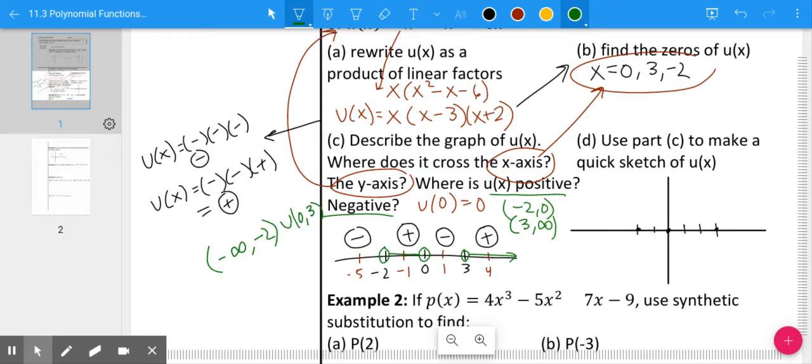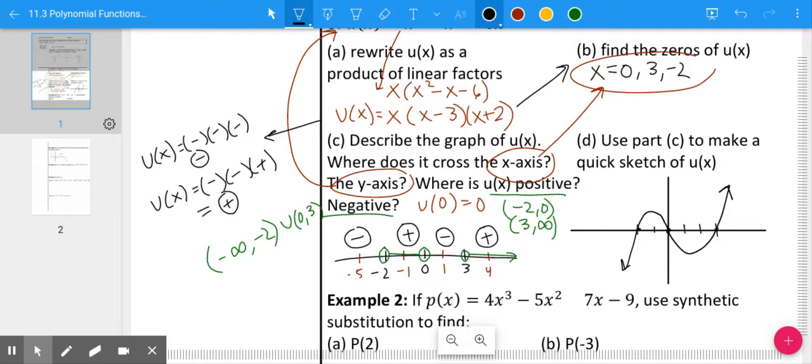So I'm able to address just that aspect of describing the polynomial, but also more importantly, it's going to help me sketch the function. If I know that the function is negative to the left of negative 2, then that means the graph is sitting below the x-axis. If it's positive between negative 2 and 0, then it's going to be above the x-axis. If it's negative, again, between 0 and 3, it's going to sit below. And if it's positive at the end, it goes up to infinity.